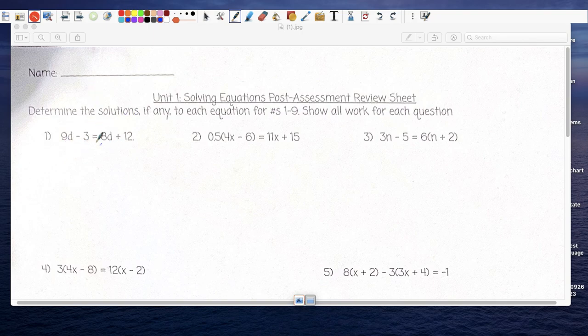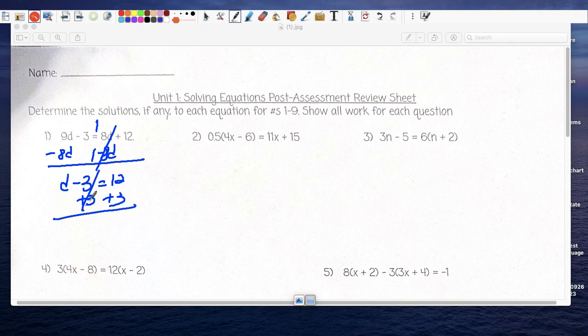So here, distributive property, no. Combine like terms, no. Variable on both sides, yes. So let me get rid of the smaller coefficient by doing minus 8d, minus 8d. That goes away. 9d minus 8d is just d. Minus 3 equals 12. We do plus 3, plus 3. Cross that out. d equals 15. You're more than welcome to do a check.